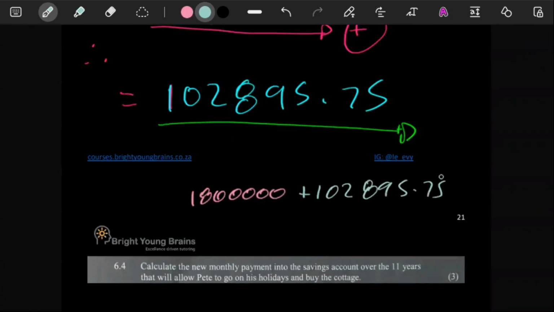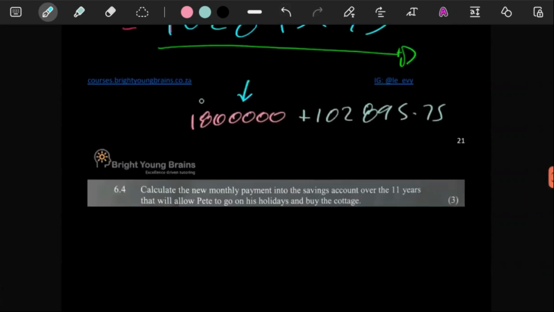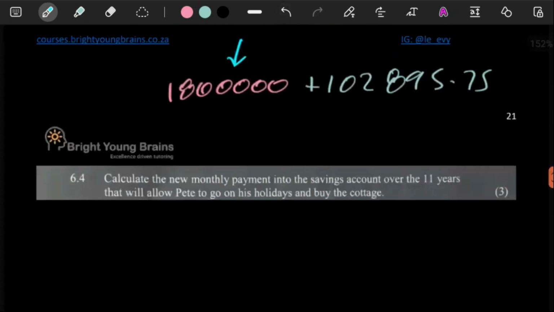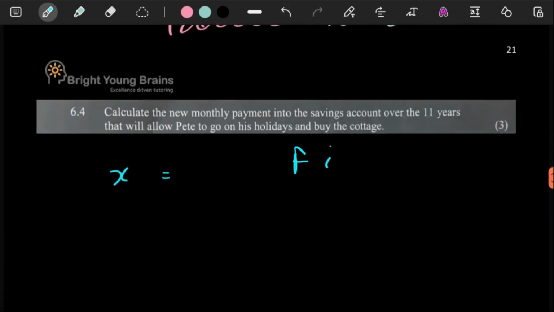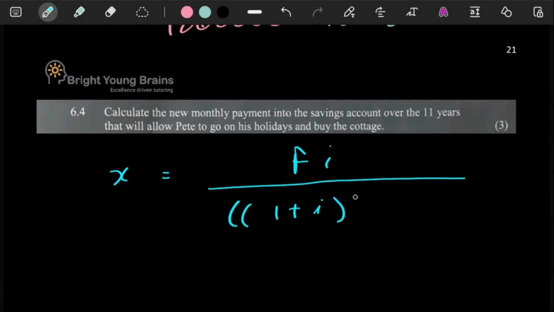102,895.75. Because even though he will be gunning for this amount, as he's taking out those 20,000s over an extended period of time, at the end of the 11 years he will just have this balance instead. So these are the two amounts we need to add up as our F value. So the new X value is going to be equal to F times I, over 1 plus I to the power of n minus 1.